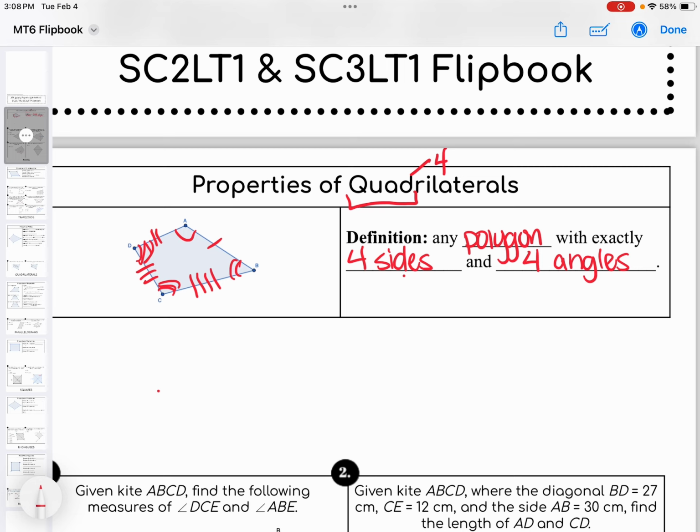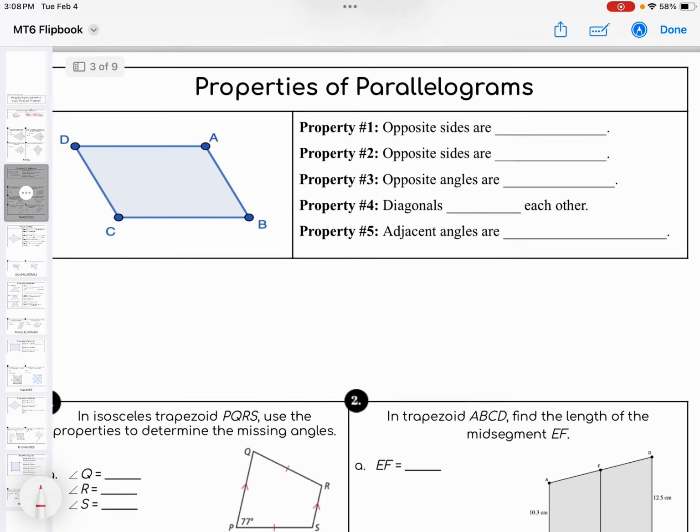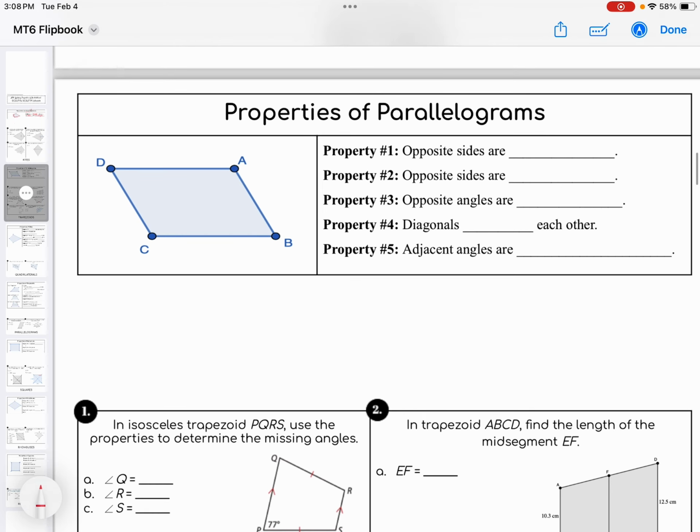Now, in this measurement topic, we will only be talking about quadrilaterals. So we will only be talking about figures that have 4 sides and 4 angles. So let's start by talking about parallelograms. A parallelogram is going to fall under the umbrella of a quadrilateral.